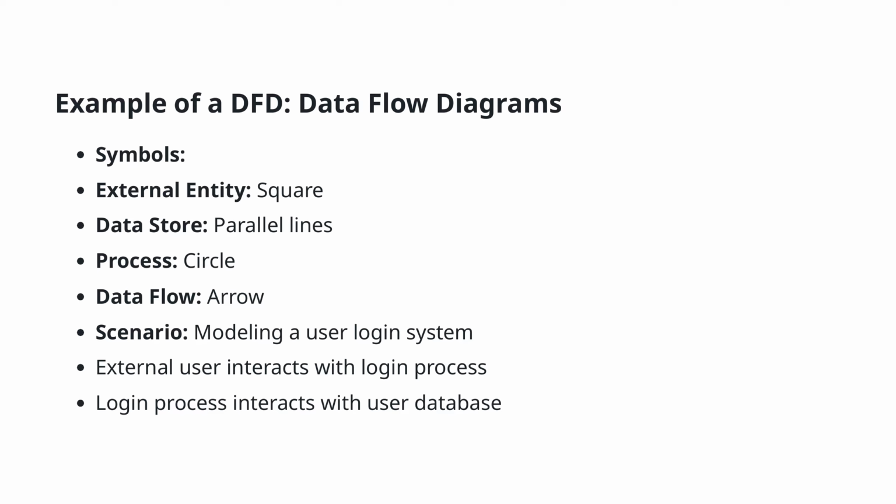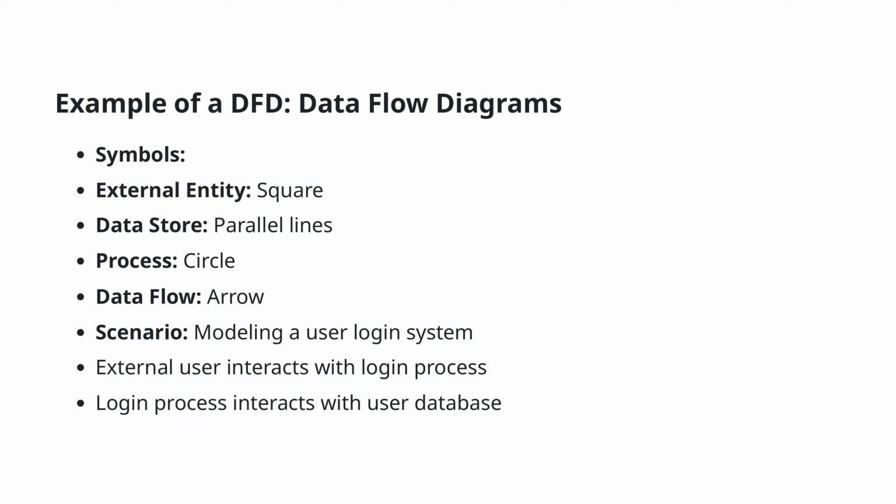Let's consider a scenario where we are modeling a user login system. In this case, an external user, represented by a square, interacts with the login process, symbolized by a circle. This login process then interacts with the user database, which is shown as parallel lines.